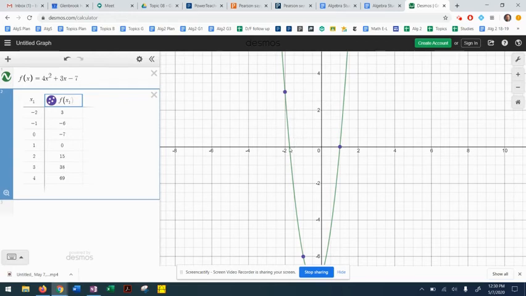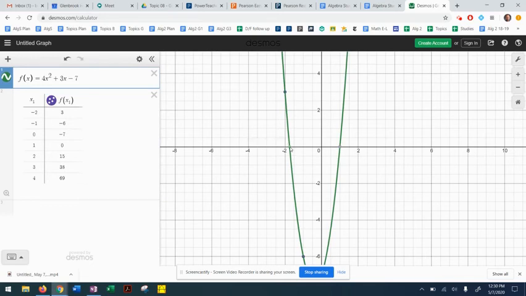Now it also crosses right there. That value doesn't show up in the table. That value is negative 1.75. We'd really have to drill down and see, noticing how at negative 2, it's 3, but at negative 1, it's negative 6. So it must have crossed the x-axis somewhere between there, which we see that it does.